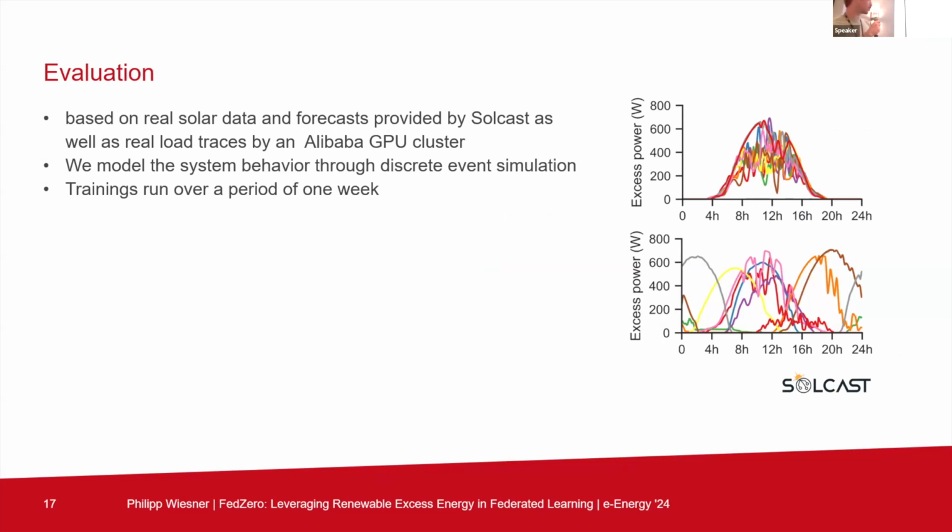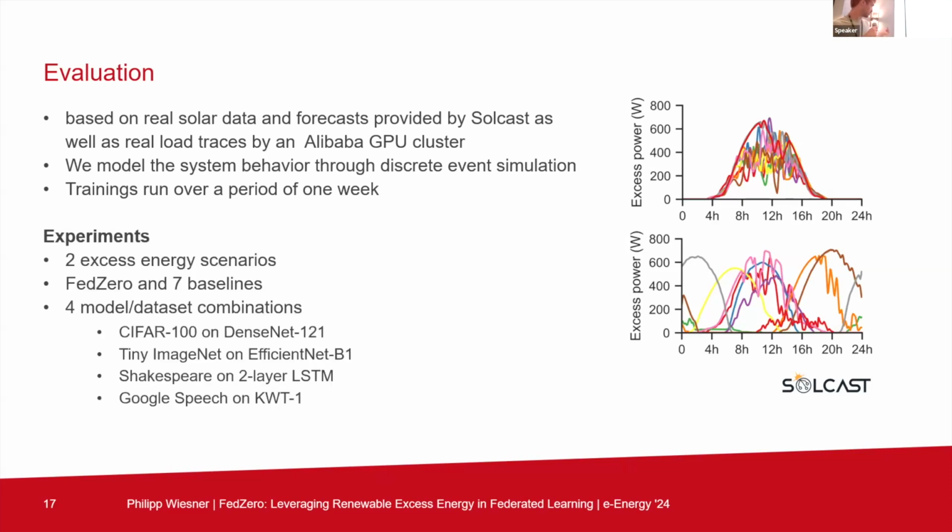This allowed us to progress. For example, here we see in the upper left in the scenario, all the clients are co-located, the excess energy patterns correlate a lot. And at night, we never have excess energy because we're only considering solar here. So this discrete event simulation allowed us to fast forward for 8 hours during training because we run trainings over quite a long period. It's 1 week.